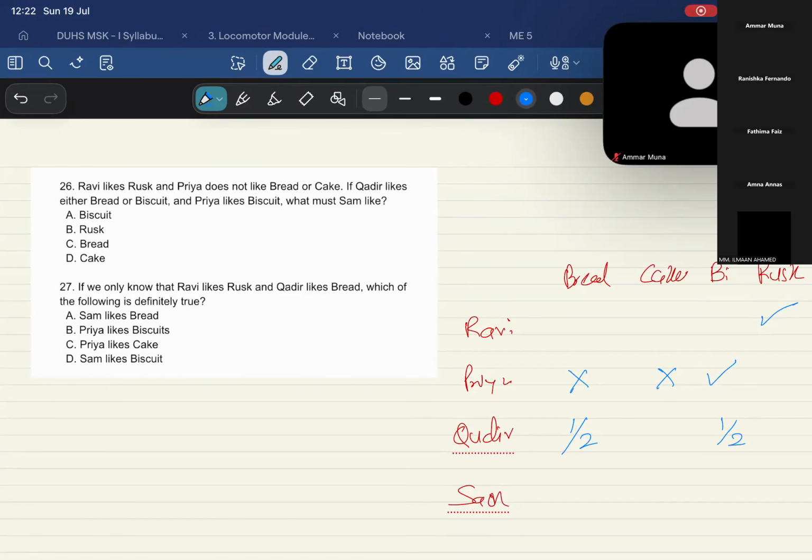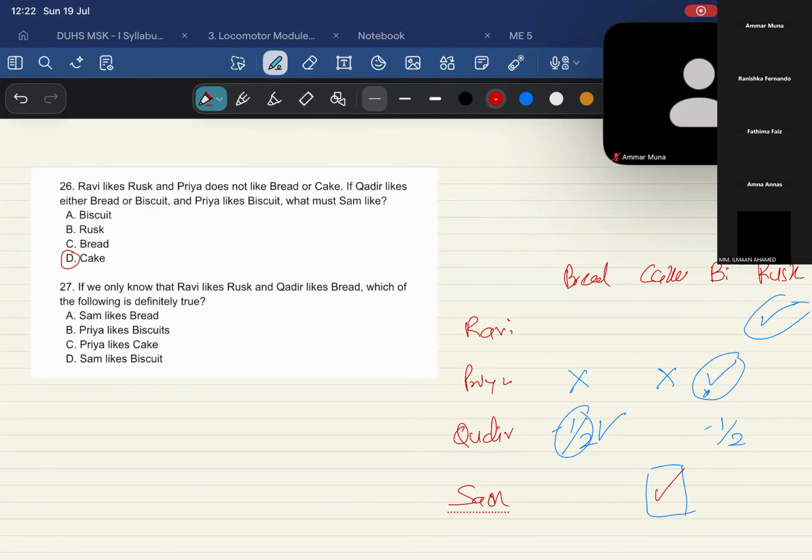So we know that Ravi likes rusk, Priya likes biscuit. Kadir could either like bread or biscuit, but since Priya already likes biscuit, Kadir can't like it, so this should be bread. So Kadir should like bread. So we are only left with cake for Sam. So what must Sam like? It should be cake. So that will be answer D.